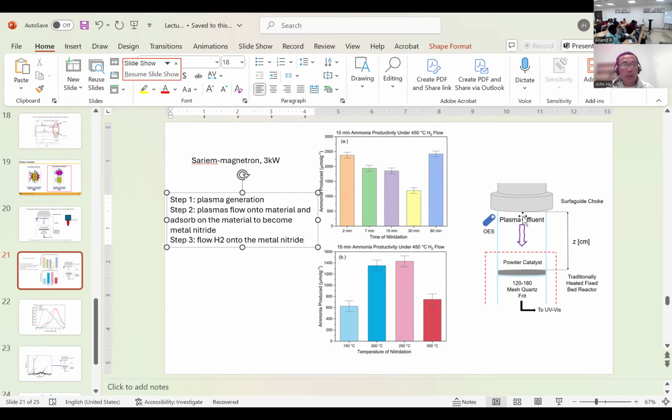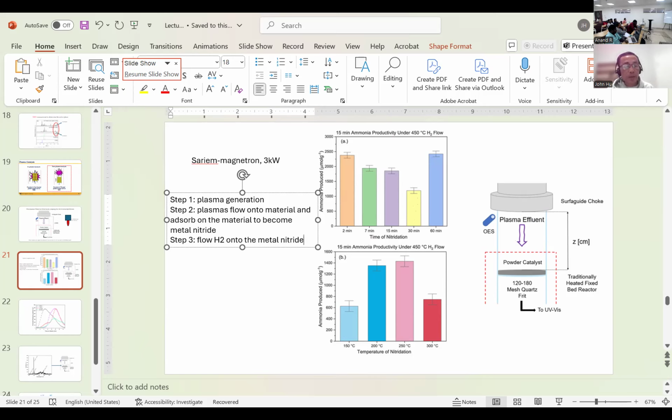Keep in mind, hydrogen reaction with the metal nitride is so quick. You don't have to produce the hydrogen plasma. Hydrogen can flow from the side onto the material. It is nitrogen coming from the top. You need to generate plasma to begin with. That's step number 1. Then number 2 is plasma flow onto the material, absorb on the surface, become metal nitride.